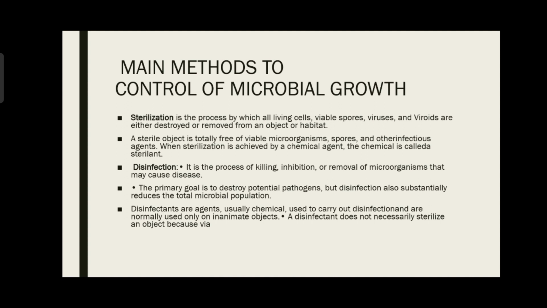So microorganisms are controlled by several means of physical and chemical methods. Physical methods include high or low temperature methods, desiccation, radiation, filtration, and so on. In this video we will concentrate more on the physical and chemical methods to control microbial growth and also on some staining techniques. Let's see some main methods to control microbial growth.